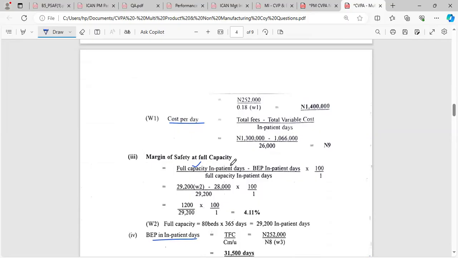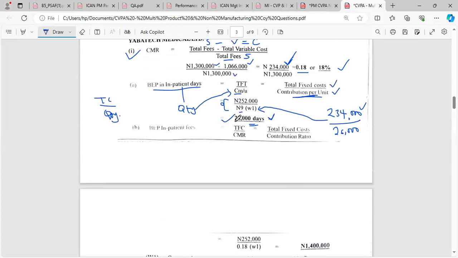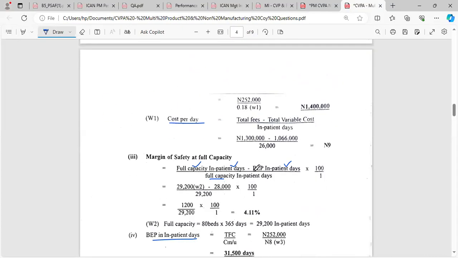So don't forget we are calculating for inpatient days. So budgeted capacity for inpatient days minus break even in inpatient days, divided by the same budgeted capacity in inpatient days, which is now the full capacity. We already know break even in inpatient days. We've calculated it here as 28,000 days, which we put here as 28,000. But the only thing we do not know is our full capacity.